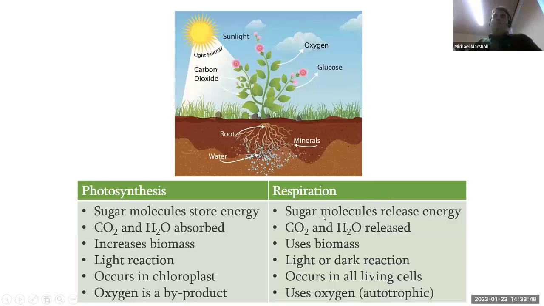So that's what I meant earlier when I said respiration is a cost. So you have CO2 accumulated by the plant, which becomes biomass, but some of it is lost to respiration. So photosynthesis increases biomass, respiration uses biomass. Photosynthesis is a light reaction. Respiration can happen light or dark. And then finally, photosynthesis occurs in the chloroplast, respiration in all living cells, and oxygen is a byproduct of photosynthesis, while respiration uses oxygen for autotrophic respiration.